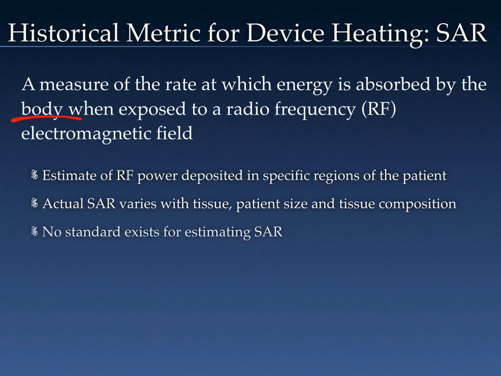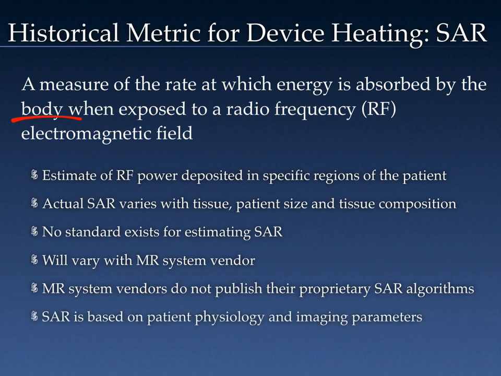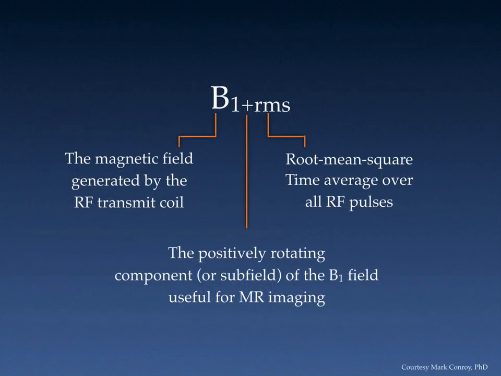There's no standard which exists for estimating the SAR, and so it's going to vary with each MR system vendor. And the MR system vendors don't publish their proprietary SAR algorithms. So in summary, SAR is based on patient physiology as well as the imaging parameters selected for a particular sequence. Now, B1+, on the other hand, is based solely on the imaging parameters.